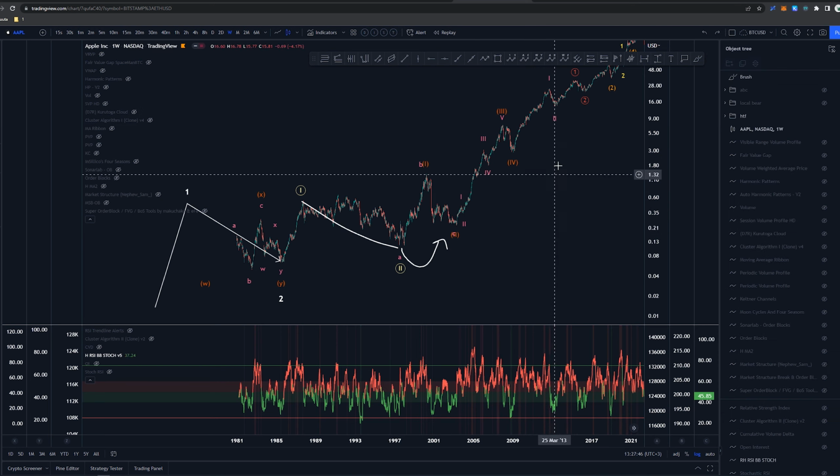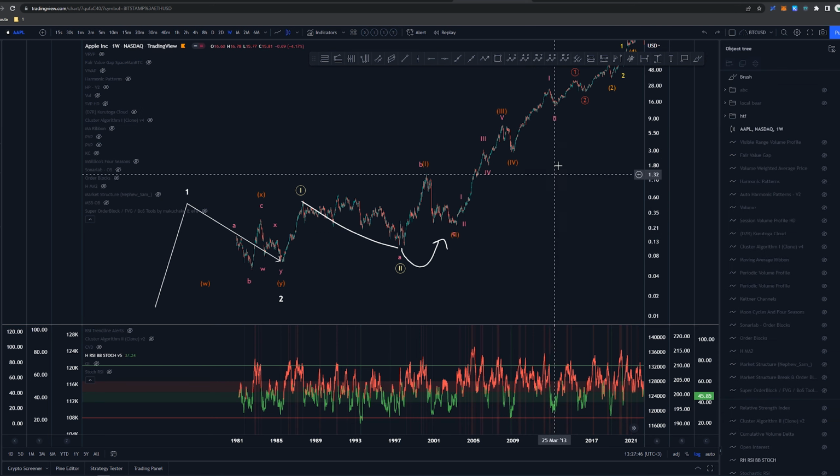Now, that would again bring us to this low here around 2003, and since then we have the best looking 5-wave structure we have here on Apple since the start here. So this would be another 1, 2, 3, 4 and 5.